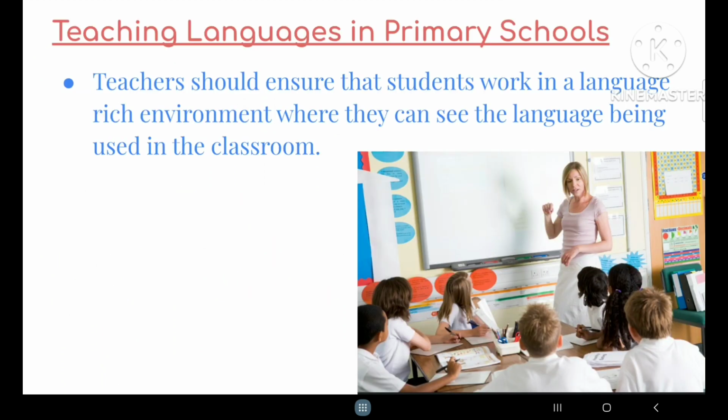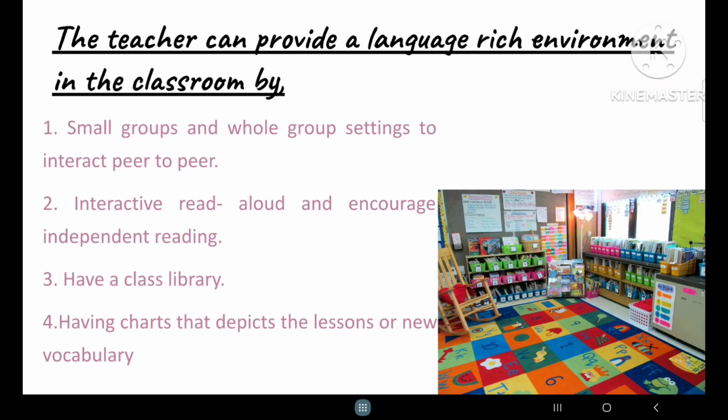Teaching languages in primary schools. Teachers should ensure that students work in a language-rich environment where they can see the language being used in the classroom. The teacher can provide a language-rich environment in the class through small group and whole group settings to interact peer-to-peer, interactive read aloud and encouraging independent reading, having a class library, and having charts that depict the lesson or new vocabulary.